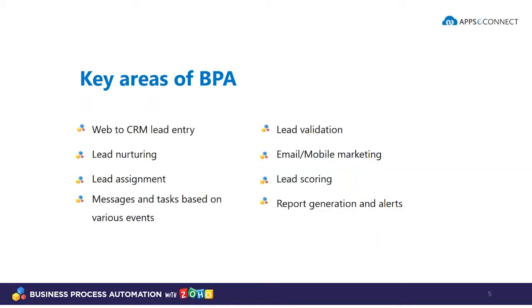Now, in this webinar, we'll focus on some of the other key areas of business process automation, like automated web to CRM lead entry, automated lead nurturing, automated lead assignment, automated messages and tasks based on various events occurring in the CRM, automated lead validation, automated email to mobile marketing, automated lead scoring, and report generation and alerts.